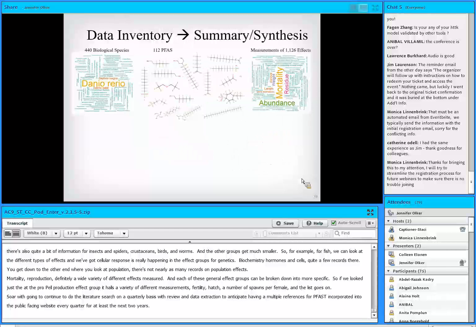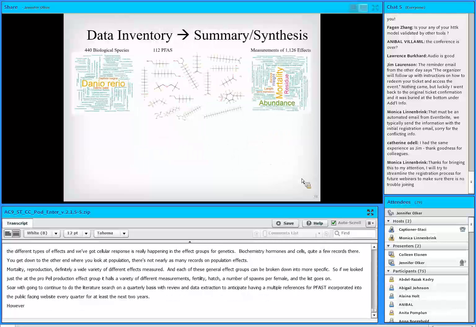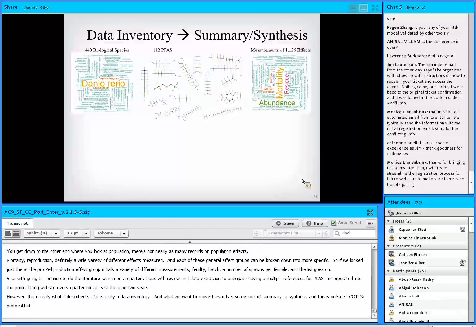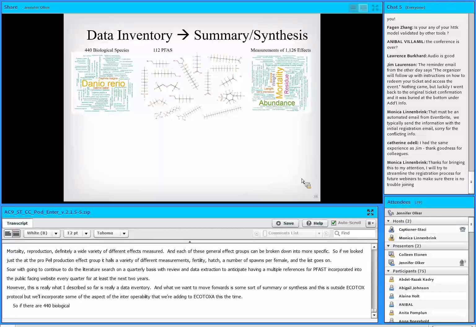However, what I've described so far is really a data inventory. And what we want to try to move towards is some sort of summary or synthesis. And this is outside of the ECOTOX protocols, but will incorporate some of the aspects of interoperability that we're adding to ECOTOX at this time. So if there are 440 biological species and 112 different compounds in this group for over 1,000 different types of effects, how do we start to summarize and synthesize this information?